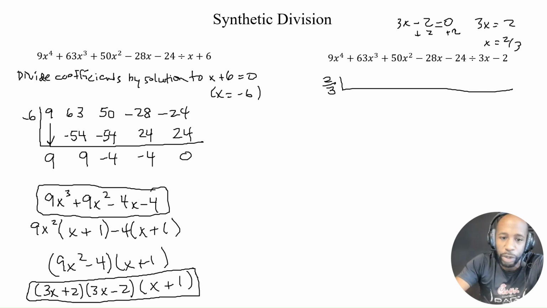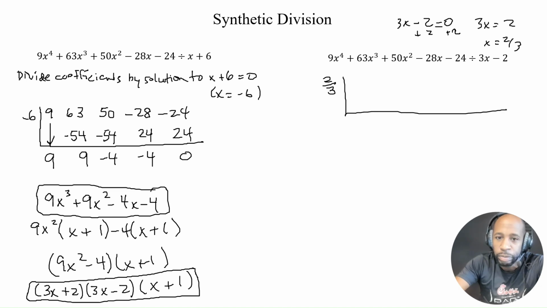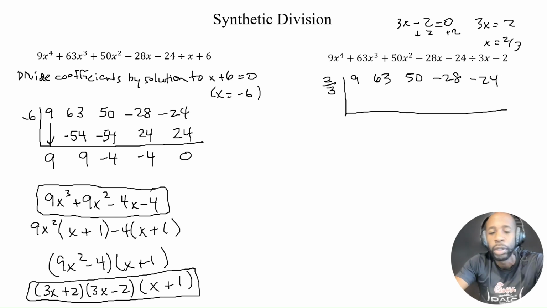Oh, I didn't really draw that well. We need more space than that. Okay. So you got again 9, 63, 50, negative 28, and then negative 24. All right, so 2/3 times 9, that's going to be 6.